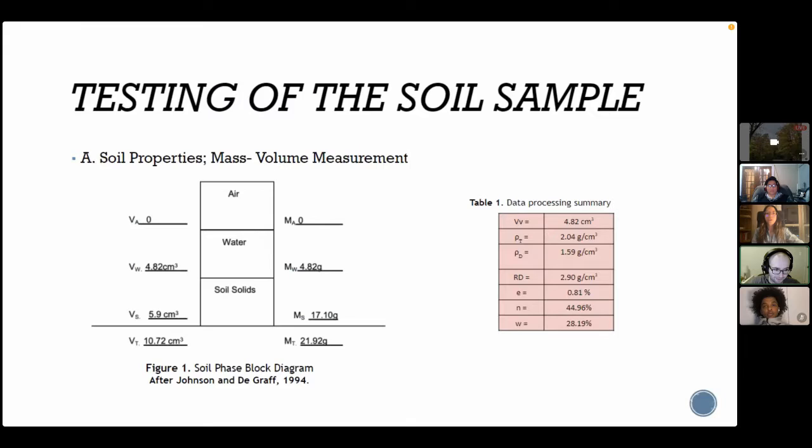According to table 2, as you can see, more than 50% of the soil passed through the number 200 sieve. That means the soil was passing through 0.075 millimeters, which indicates that 41.38% of the sample is classified as fine grained soil.